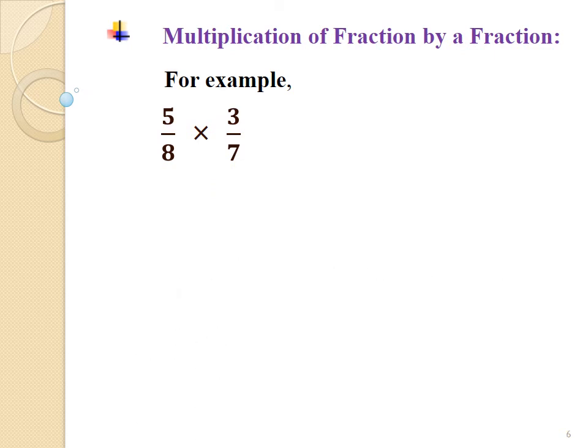Now, case 2. Multiplication of a fraction by a fraction. For example, 5 upon 8 multiplied by 3 upon 7. Students, we know that we have to multiply numerator with numerator and denominator with denominator in order to multiply the fractions. Thus, multiplying 5 by 3 and 8 by 7, we get 15 upon 56.